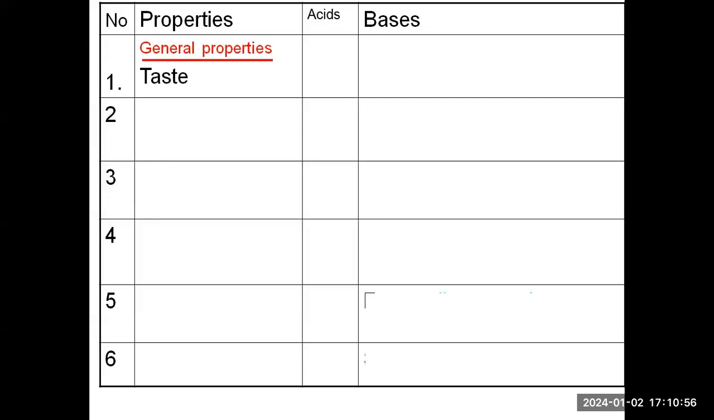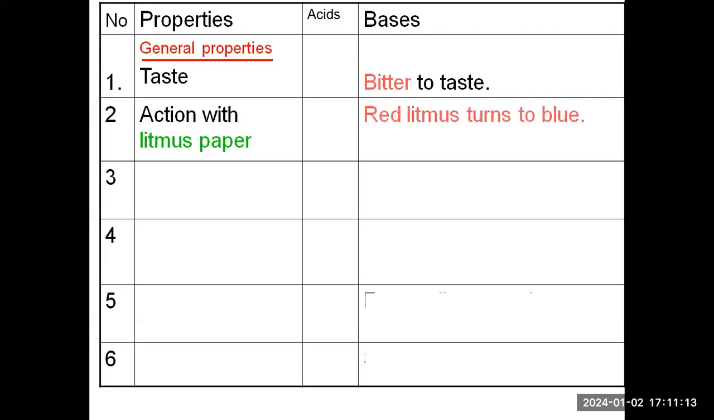Now we'll see the general properties of bases. Bases are bitter to taste, like we have bitter gourd, which is bitter in taste because it has a natural base in it. It will change the color of litmus from red to blue.